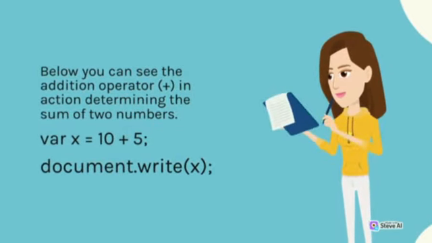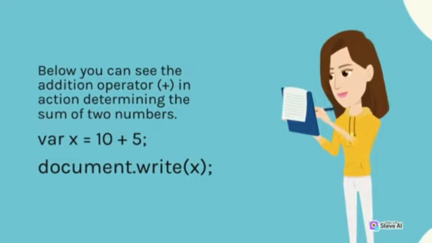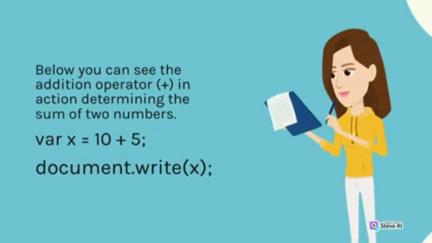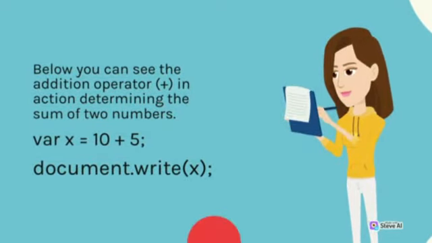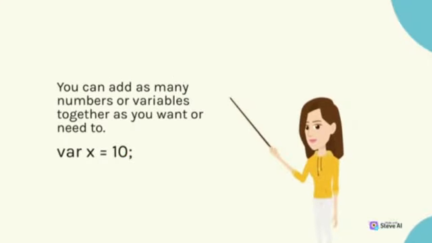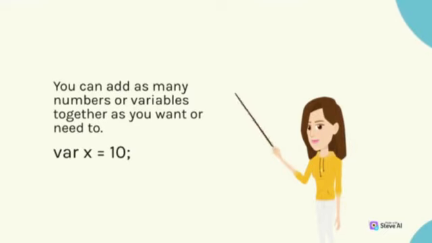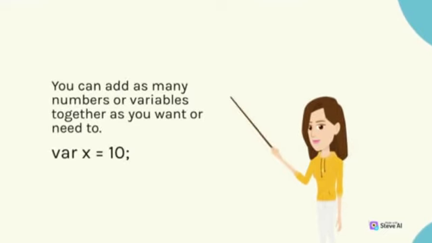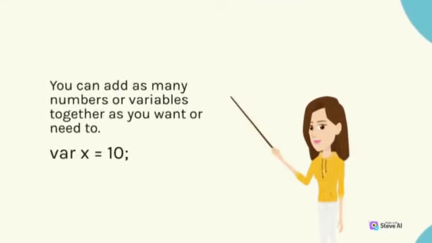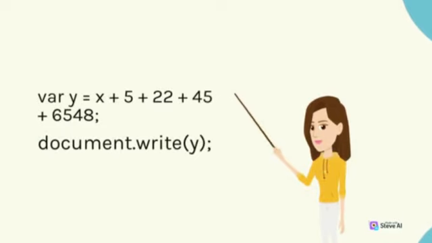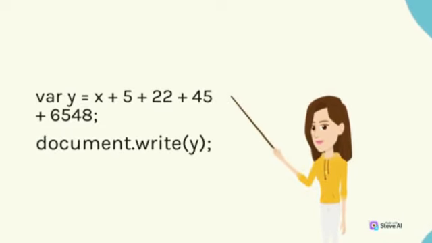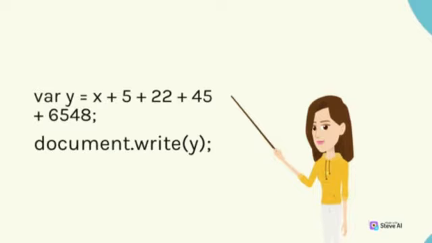var x = 10 + 5; document.write(x). You can add as many numbers or variables together as you want or need to. var x = 10; var y = x + 5 + 22 + 45 + 6548; document.write(y).